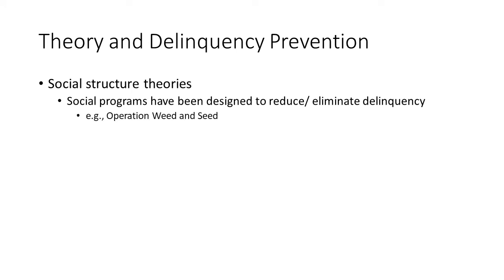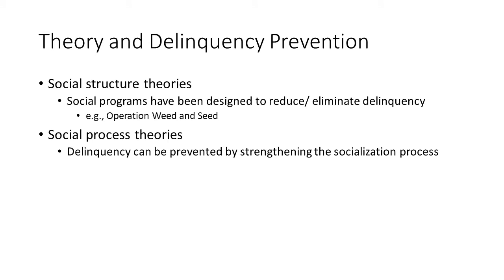Under the social structure theory and the social process theory, there are a number of programs. I'm just going to line them up. Operation Weed and Seed is the one in the book. But in response to that theory, social factors that produce delinquency, there are social programs designed to reduce and eliminate delinquency under the social process theory as well. They can prevent and strengthen socialization. They can prevent the lack of self-image, the low self-esteem that children end up having as a result of not having adequate socialization.